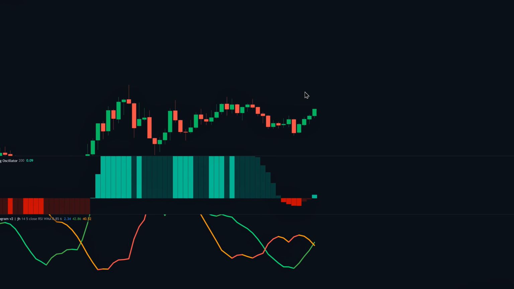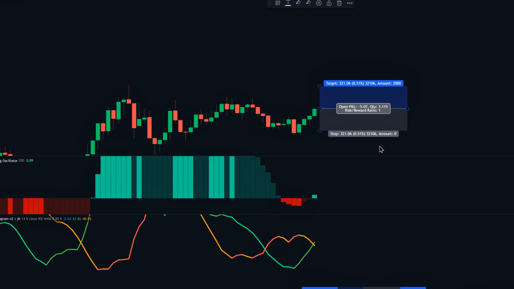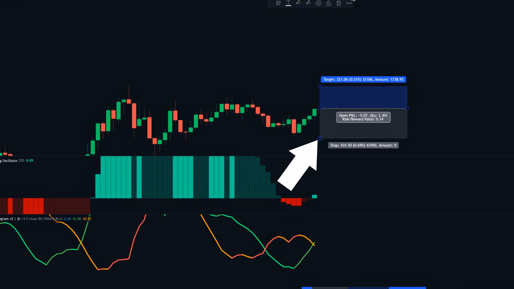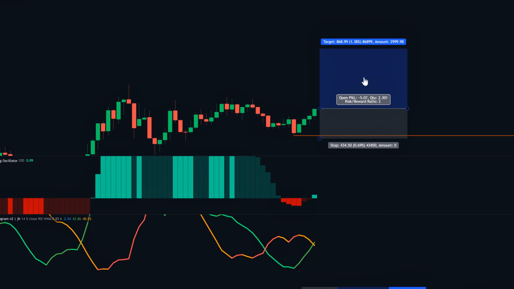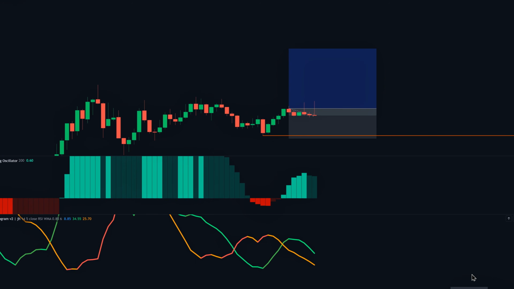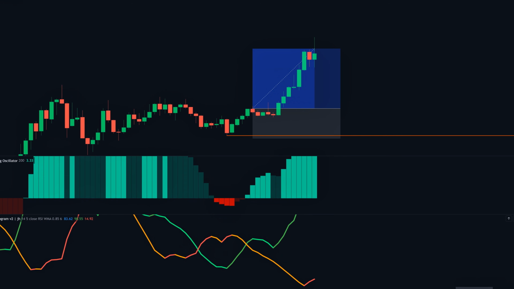We enter a long position here. Stop loss right under the most recent swing low. For the take profit, we're going to target a risk-reward ratio of 1 to 2. If we let this trade run, it takes profit.